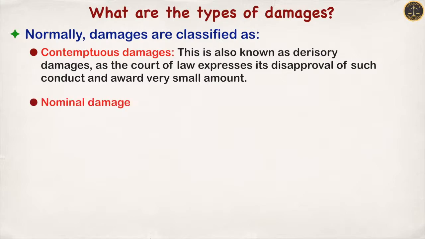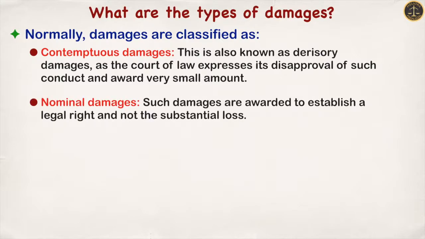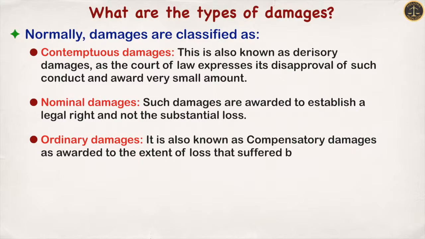Next, that is nominal damages. Such damages are awarded to establish a legal right and not for substantial loss. In such a case, there is actually no substantial loss, but the cause of action is actionable per se. For example, trespassing into someone's property. This is an actionable tort. Next, ordinary damages. It is also known as compensatory damages, as it is awarded to the extent of loss suffered by the plaintiff.